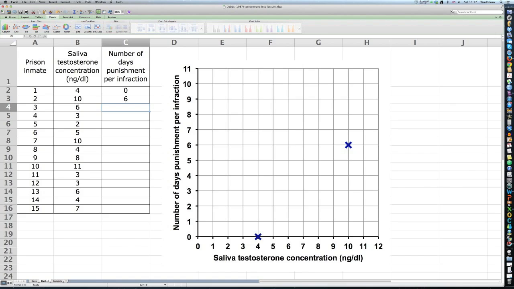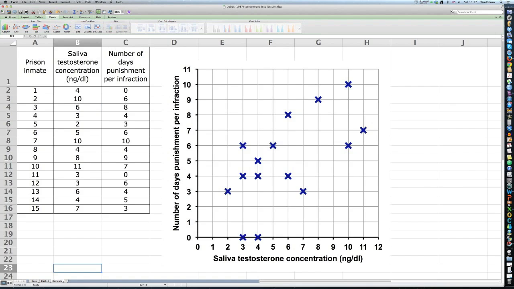So welcome back. Now that you've completed your scatter plot, it should look something like this. And what I want you to do now is think about how you can describe the pattern that you see. So you should be able to see some kind of pattern that shows that there seems to be some kind of link between the two sets of numbers that we've plotted on this scatter plot. So some kind of pattern that relates the saliva testosterone concentration to the number of days punishment per infraction.